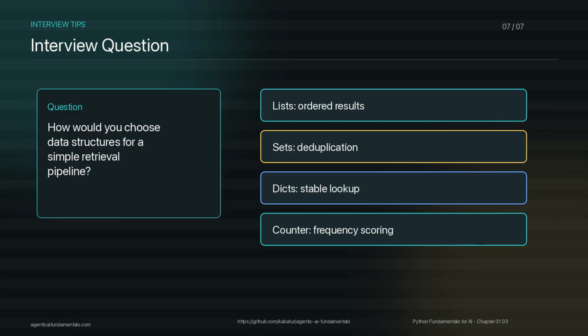A strong answer is, I use lists when order matters, sets for deduplication and membership, dictionaries for lookup by stable keys, and Counter for frequency-based scoring. Then, I test the behavior that affects ranking, because retrieval errors can be silent.